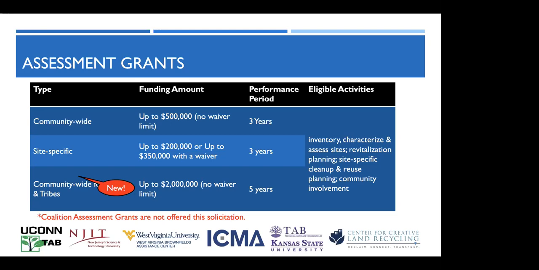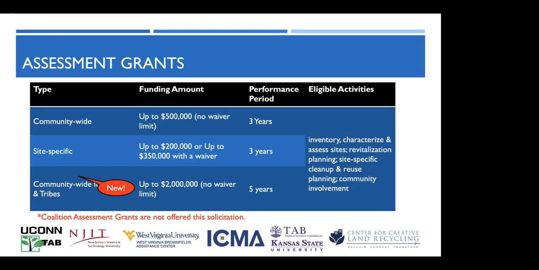The next type of assessment grant is the site-specific. You can request up to $200,000, or up to $350,000 with a waiver, as long as you can justify why that waiver is required. Similar to the community-wide, it's a 3-year performance period. These types of grants are appropriate when a specific site is identified and the applicant plans to spend grant funds on this one site only.